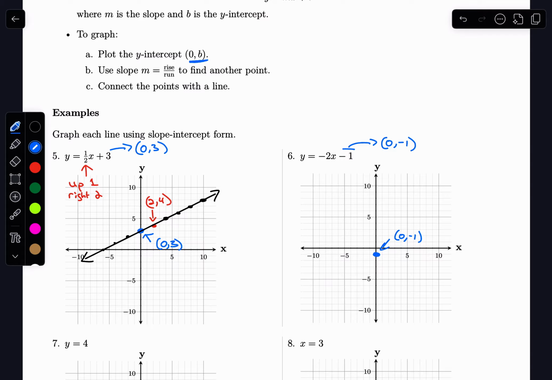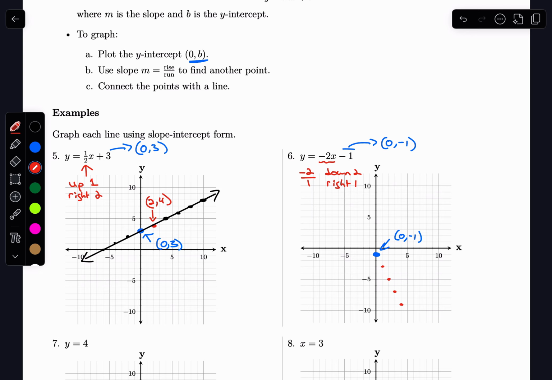And now we want to use our slope to find more points so we can draw a line. My slope is negative 2. Negative 2 is really negative 2 over 1. So that means down 2, right 1. So from my blue dot, I'm just going to go down 2, right 1. Down 2, right 1. Down 2, right 1. And I do this until I have enough dots that I feel comfortable drawing my line, which I already do.